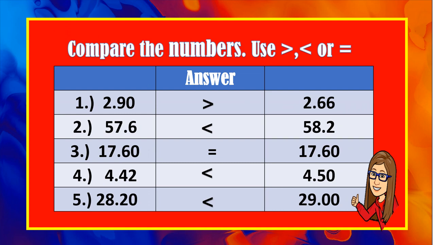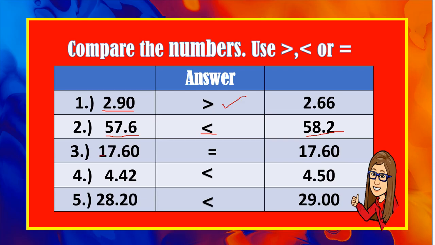Okay, let us now check your answers. So we have 2.90 compared to 2.66. So which is greater? Yes, 2.90 is greater than 2.66. Correct. Very good. How about number 2? 57.6 compared to 58.2, which is greater? Okay, so 57.6 is less than 58.2.